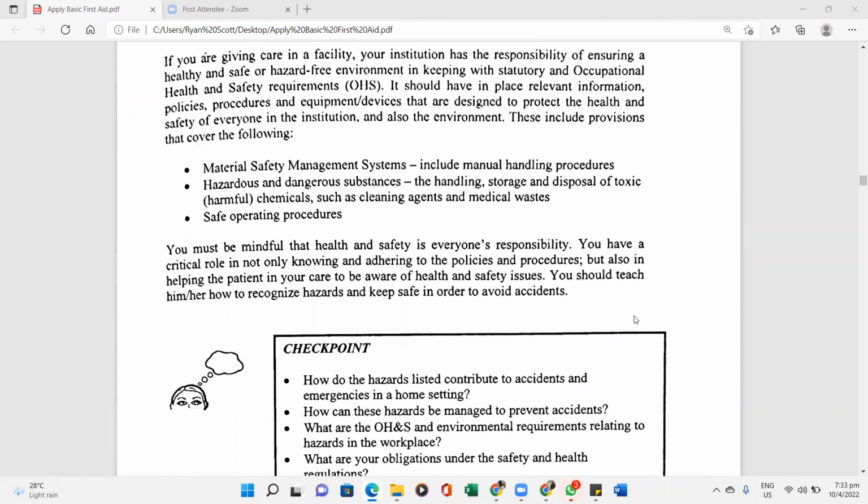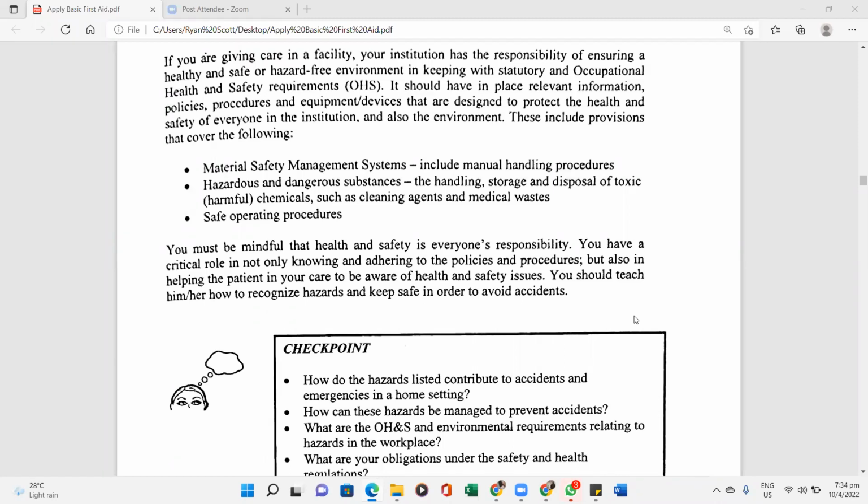So it should have in place relevant information, policies, procedures, and equipment that are designed to protect the health and safety of everyone in the institution. That's what they're talking about in terms of occupational health and safety requirements. Okay. And some of the things that you want to look for: material safety management system, and this includes manual handling procedures. You have hazardous and dangerous substances. These would be like the handling, the storage, and the disposal of harmful chemicals, and safe operating procedures as well.